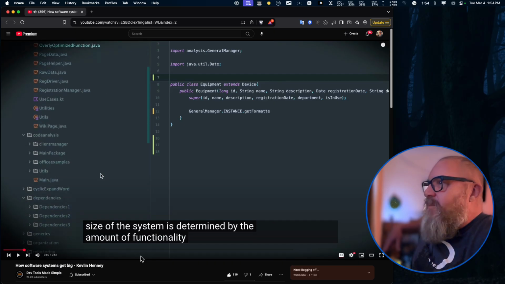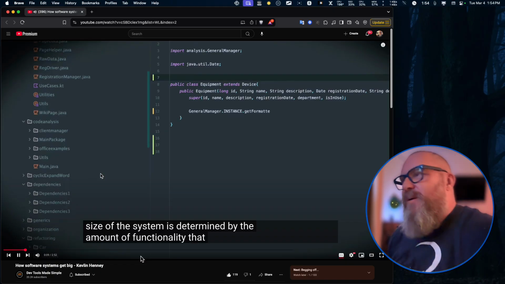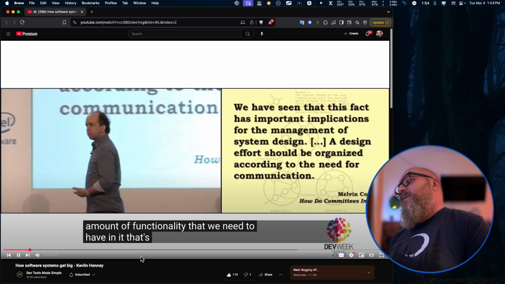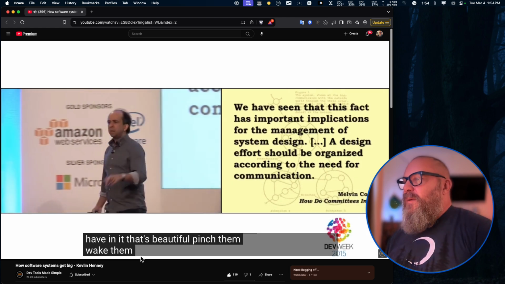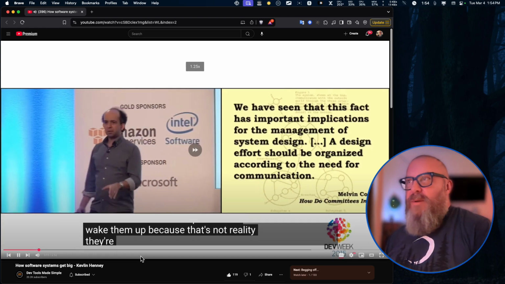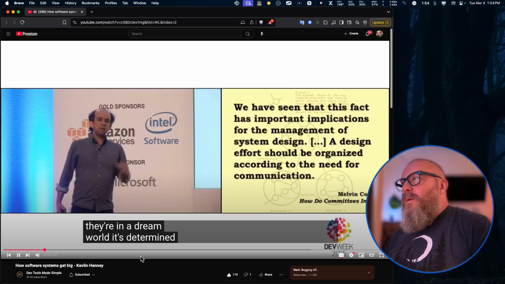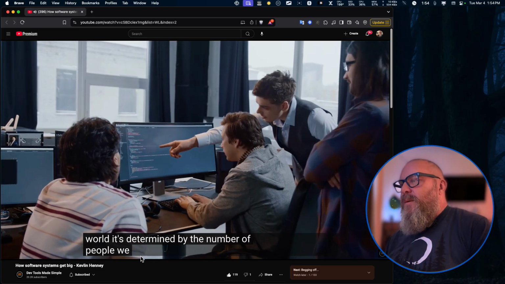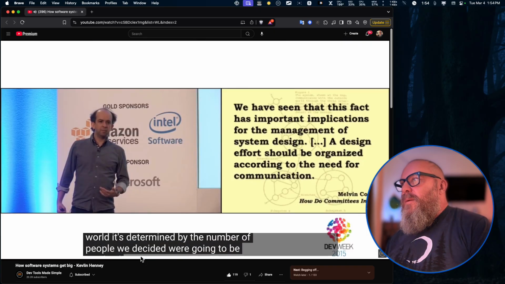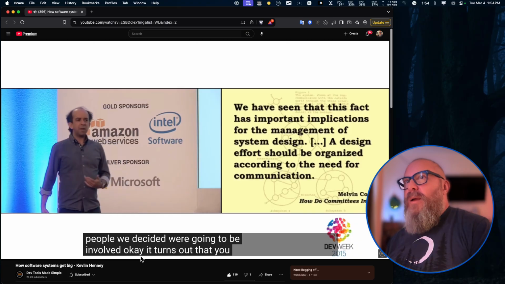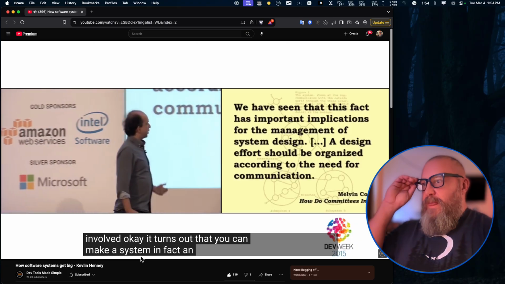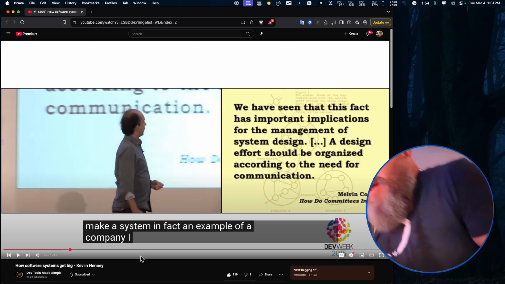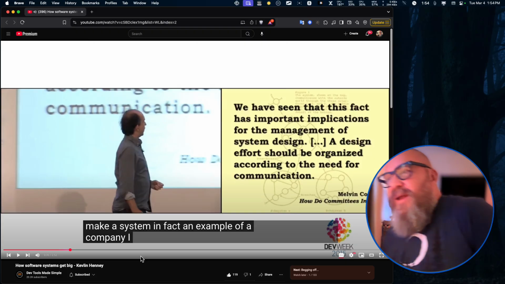Some CRM for doing device management. I don't know. Functionality that we need to have in it. That's beautiful. Pinch them, wake them up, because that's not reality. They're in a dream world. It's determined by the number of people we decided were going to be involved. Okay? It turns out that you can make a system. In fact, an example of a company, Conway's Law. Yeah, you can't get away from it, man.